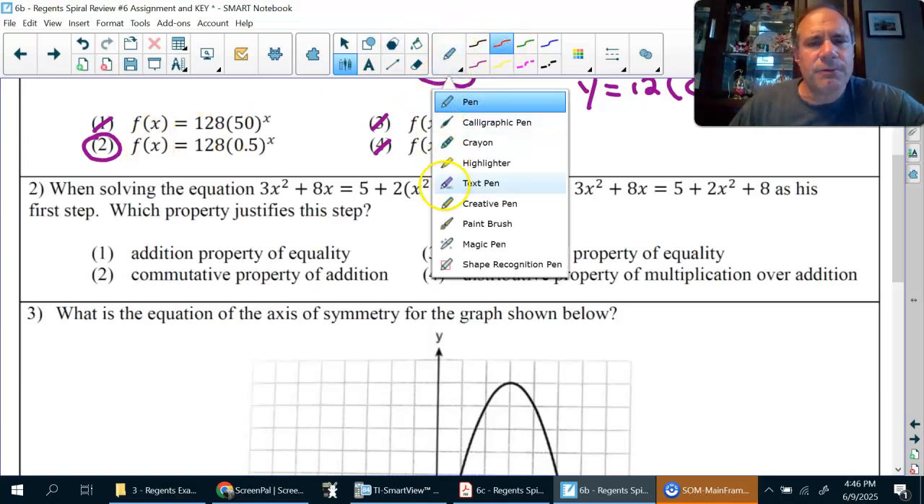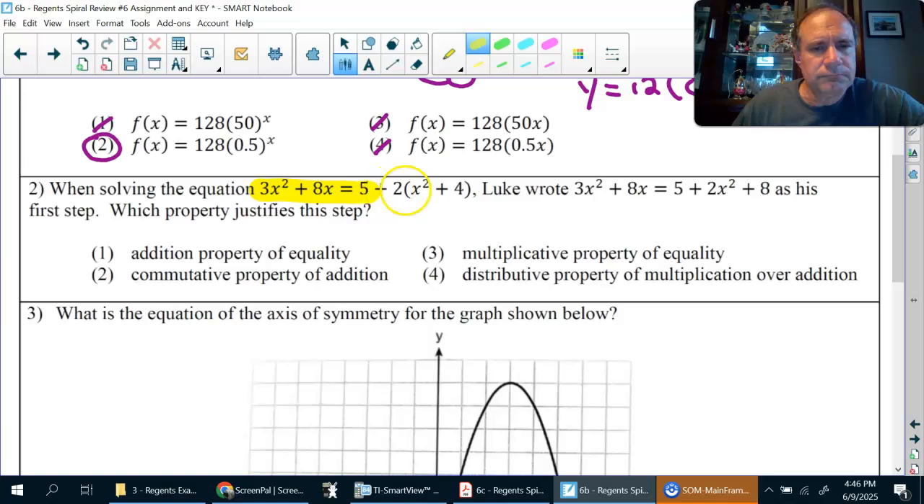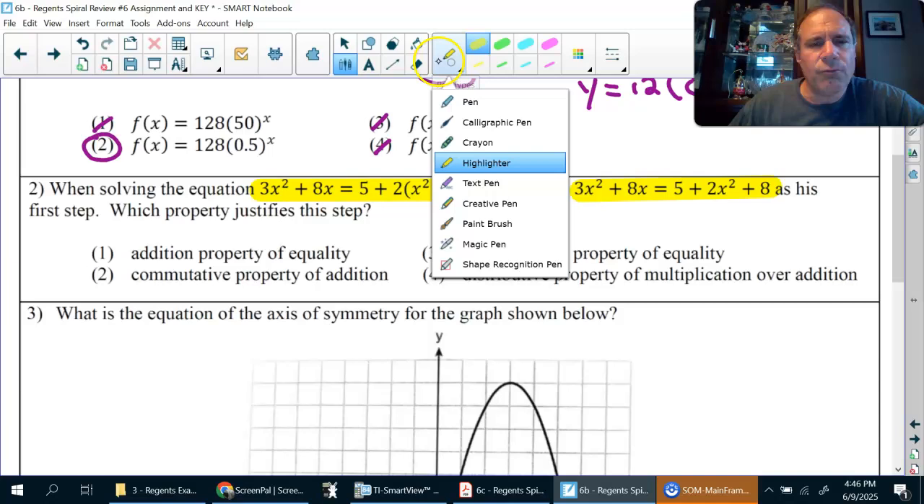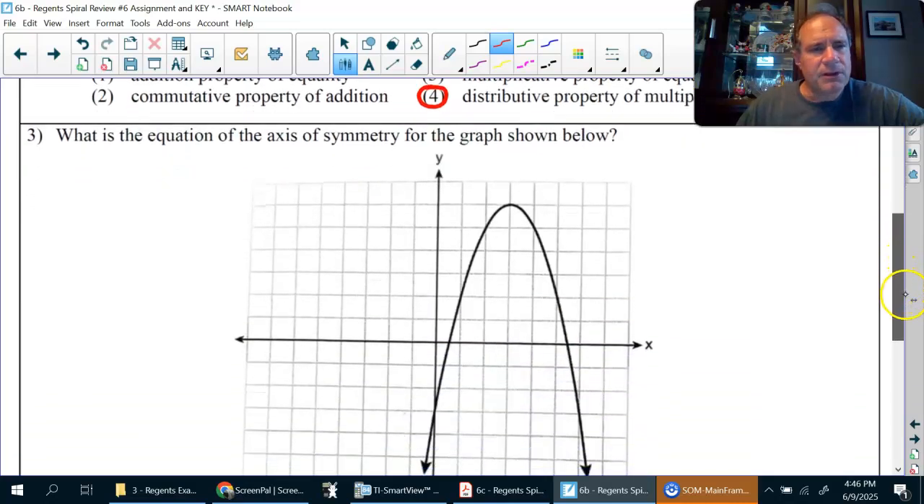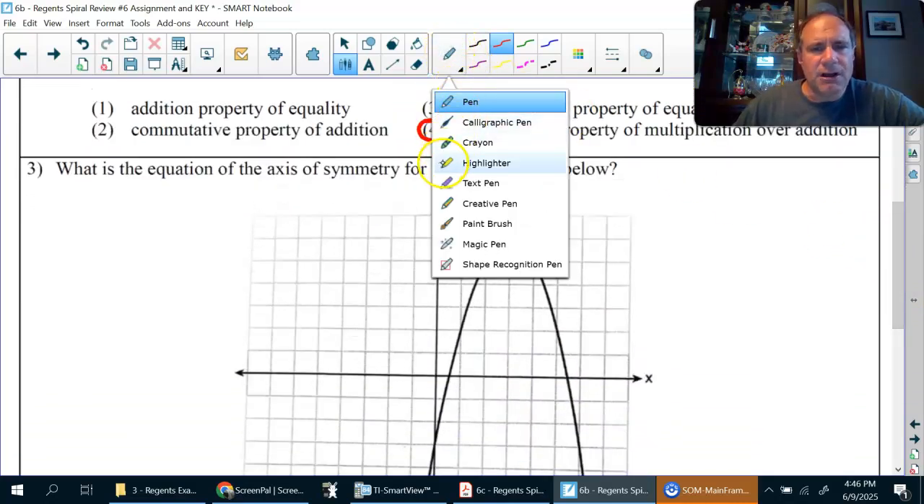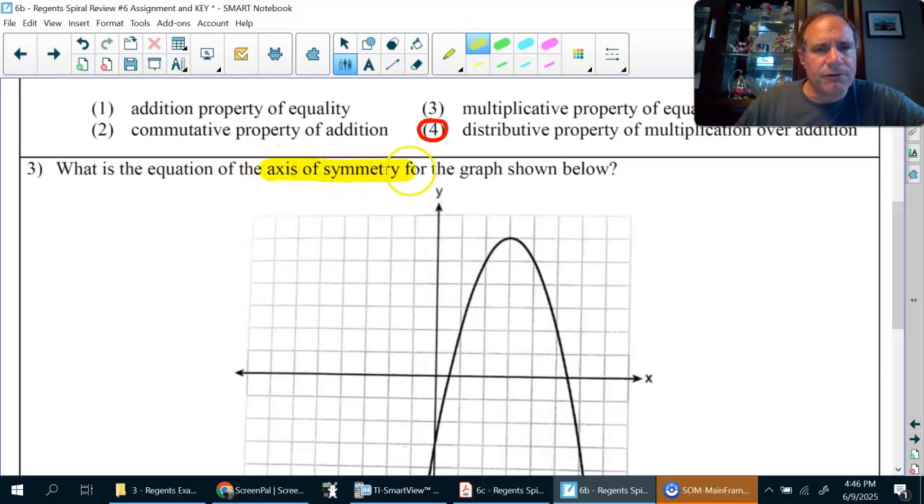When solving this equation right here, Luke wrote this. So what happened from this to this? So what Luke did is distributive property, right? That's all he did. And then 2 times x squared and 2 times 4, that's distributive property of multiplication over addition. 4 is your answer.